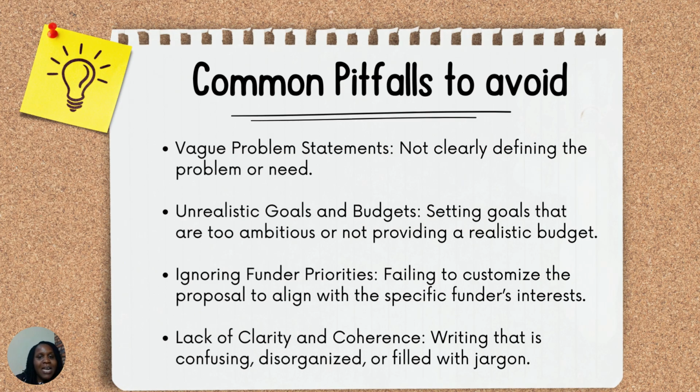Unrealistic goals and budgets. Ignoring funders' priorities means you are not aligned. You are just busy applying. You will not get it, no matter how passionate you are, and no matter how you package it, you will not get it. Lack of clarity and coherence. Exactly. Make sure you are straight to the point. It's not confusing. Avoid the use of jargon. Make sure your writing is organized. Again, a 10-year-old should be able to understand it.